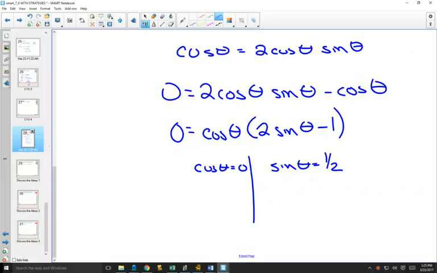Working with this unit circle, where is cos equal to 0? Pi over 2 and 3 pi over 2. Where is sine equal to a half? Pi over 6 and 5 pi over 6.